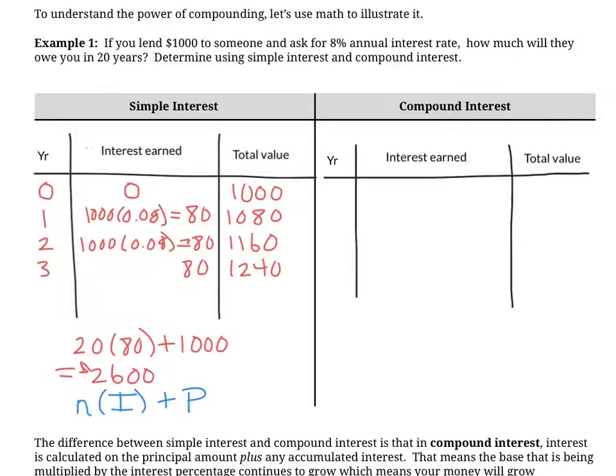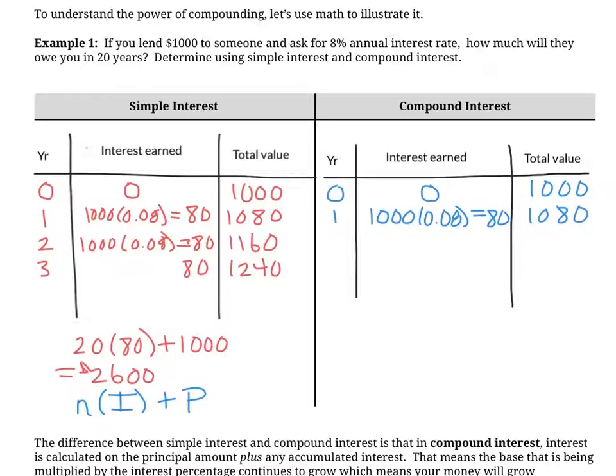So let's start to fill in our chart. We know that in year 0, the amount of interest we'll make is 0 and our beginning value is 1,000. So let's take a look at year 1. Just like simple interest, we're going to take the current value of the investment and multiply it by 0.08. We know that's going to be $80. So our total value is 1,080.